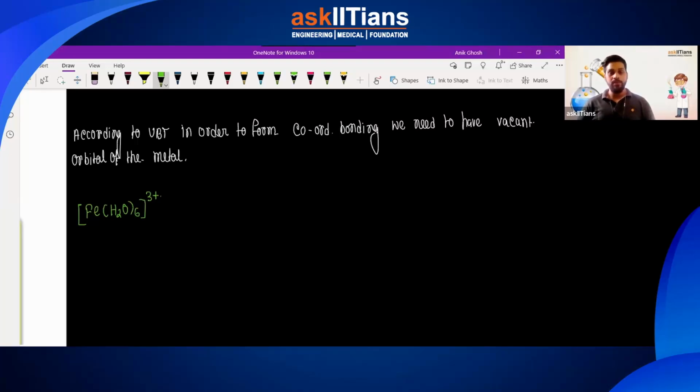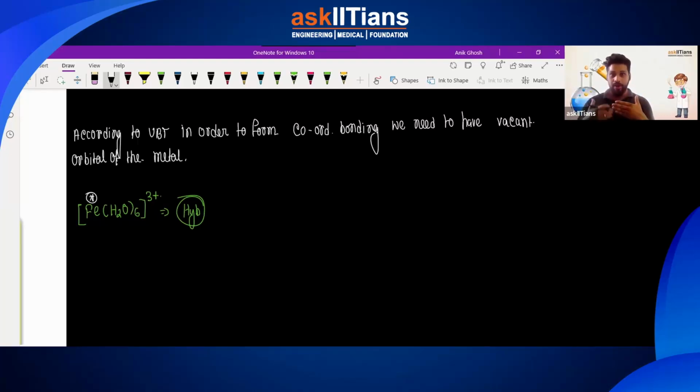I guess all of you have tried it once. So here's the name: hexaaqua iron(III). Always write the oxidation number of iron in brackets. If it was anionic, guys, it would be hexaaqua ferrate. It is cationic, so iron. Now this is a complex. They would ask you, what is the hybridization of this? When they ask you the hybridization, always remember, guys, they ask you the hybridization of the central metal atom.